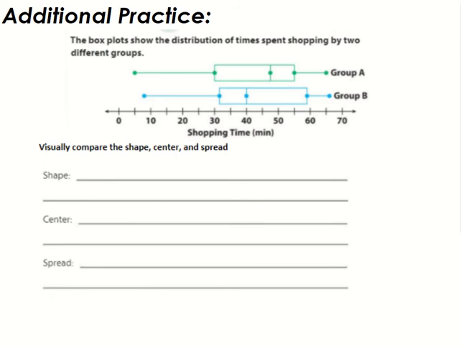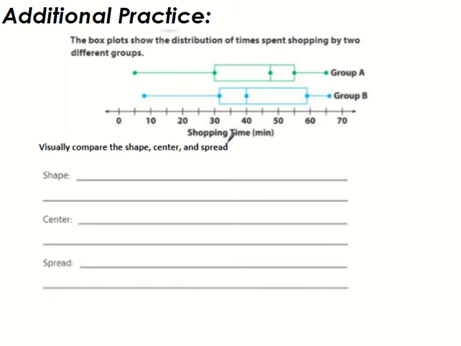All right, so we have these two box plots. They are showing time spent shopping by two different groups. Now we don't know what kind of groups these are. Is it men and women? Is it adults, kids? Is it an age range? We don't know. All we know is they took two groups and they talked about how much time they spent shopping. Okay, so just like we did with the dot plot, we're going to compare their shape, their center, and their spread. Exactly the same as we did last time.